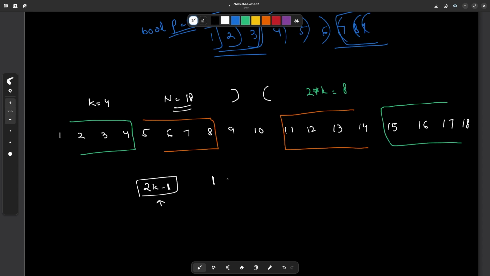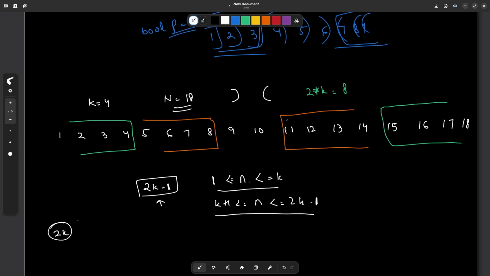So let's say the number of elements n remaining is in this particular range: from 1 to less than or equal to k, or from k plus 1 to 2k minus 1, right? So your remaining elements can be in either this range or this range. Once you have removed these elements, the total number of elements removed would be a multiple of 2k, right? So let us assume that after removing these elements, this is the left pointer and this is the right pointer. Once you have the left and right pointers, from this you can find the size.